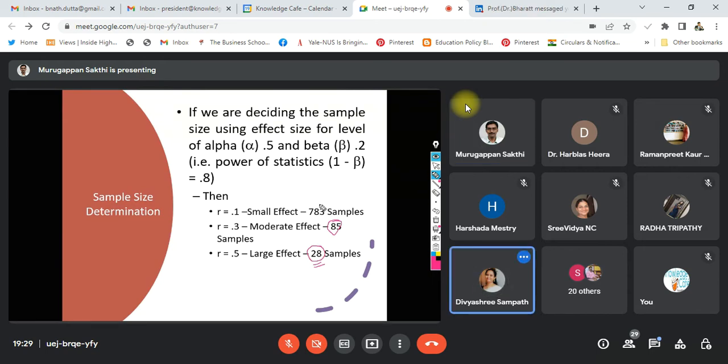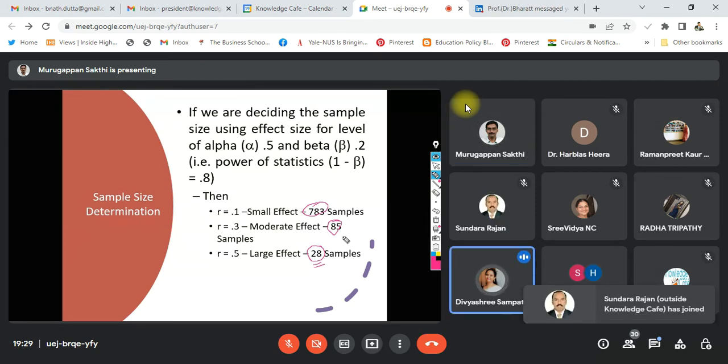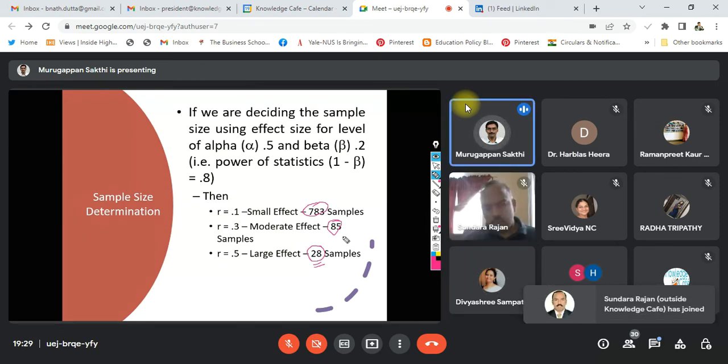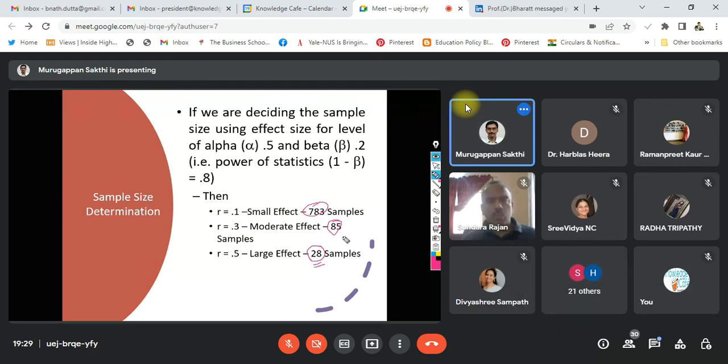And if it is a small effect, how many samples are required? 783 samples minimum required. Please understand. Sir, how can I measure the effect size? Pilot study. You have to conduct a pilot study and measure the effect size, and based on the effect size, you can decide the sample size.